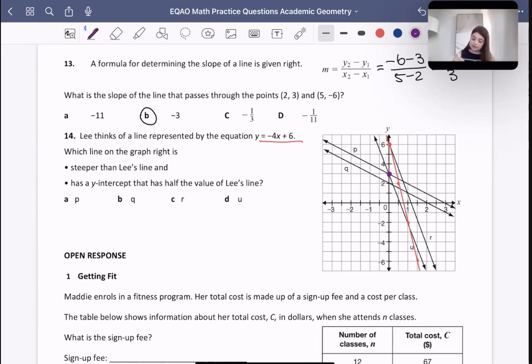The one that is steeper than Lee's line would be line U, and so therefore line U must be the answer, just based on that process of elimination and using both of the points that we have. Very good.